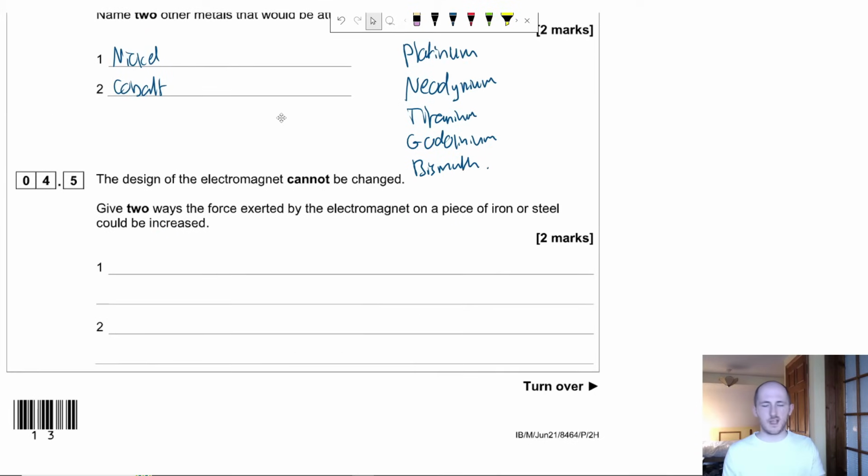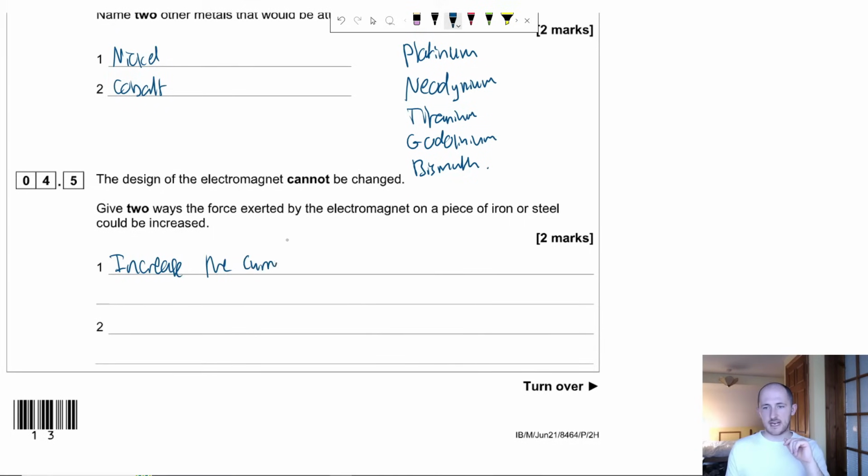Anyways. So in this part, they say the design of the electromagnet cannot be changed. So they're giving you a bit of a restriction here. Give 2 ways the force exerted by the electromagnet on a piece of iron or steel could be increased. So if they gave you full reign, you might say something like, give it a soft iron core, wrap more coils around the electromagnet, something along those lines. But they're saying the design cannot be changed. So what else can you do? Well, the other 2 things it's affected by, the first one is increase the current.